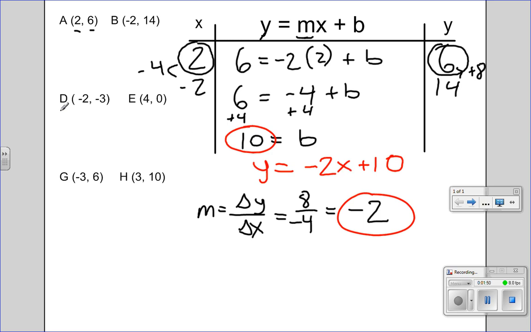So at this point, you need to pause the video and try to find the equation of a line that would go through D and E.